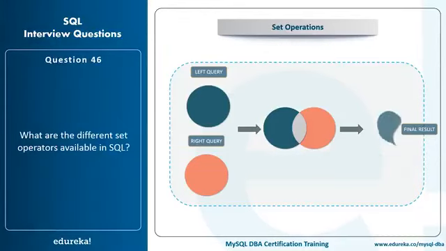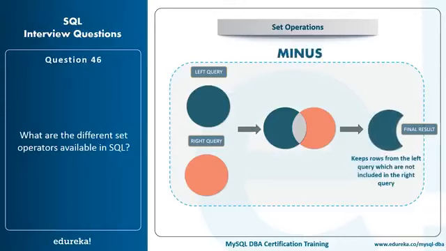Moving forward to the third type of operation, that is the minus operation. So when you apply left query minus right query, you'll see that you'll get only those rows from the left query which are not included in the right query as an output. And when you apply the operation of right query minus left query, you'll see that you'll get only those rows as an output from the right query which are not included in the left query.